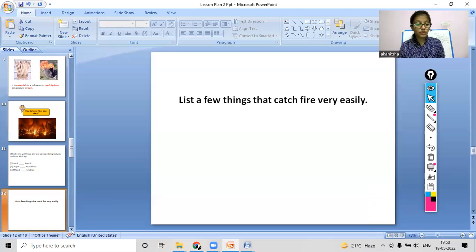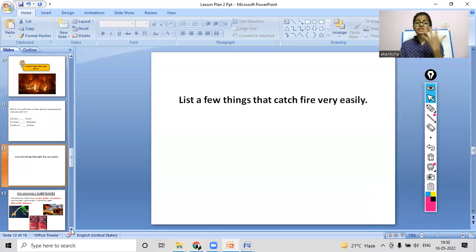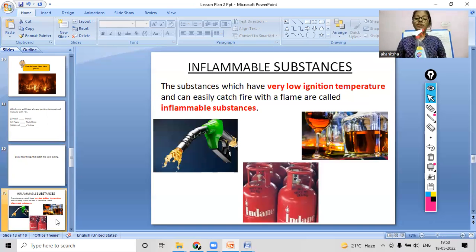So now we will move on ahead and see some more details. As you saw with these substances, like this sanitizer, you all knew till now that it is a highly combustible substance because it catches fire easily. But there is another name for it. And what is that name? We will discuss it right now. Okay, so now we will move on to our next slide.